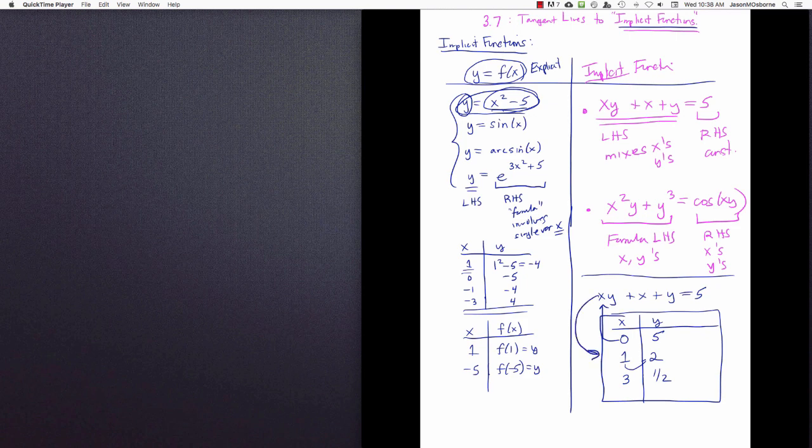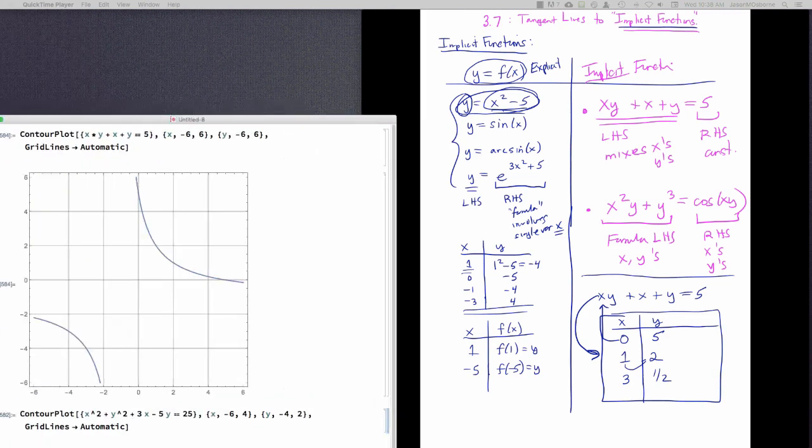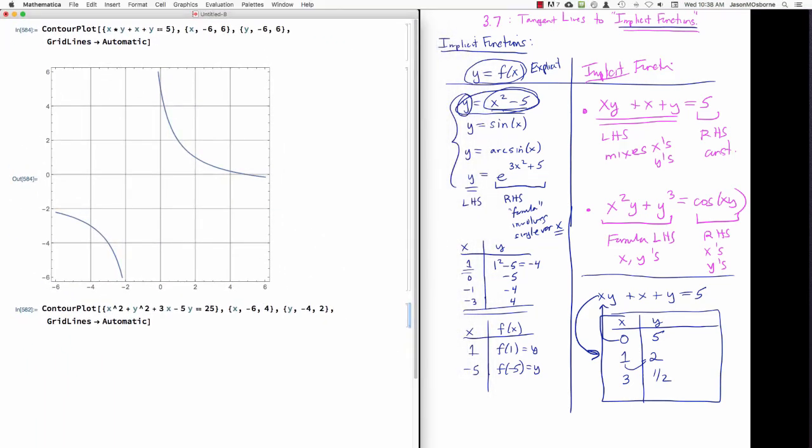And then if you plot enough of those xy points and ask your calculator to graph them. Not all calculators can do this, but the software I use called Mathematica can plot these. Here is a plot of this implicitly defined function. You can see that it looks like it's got two little pieces to it.